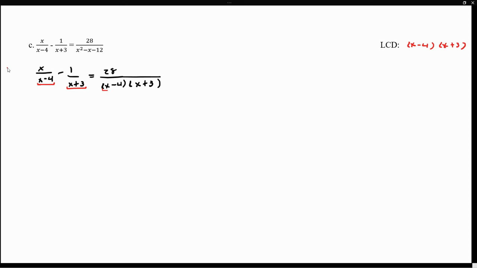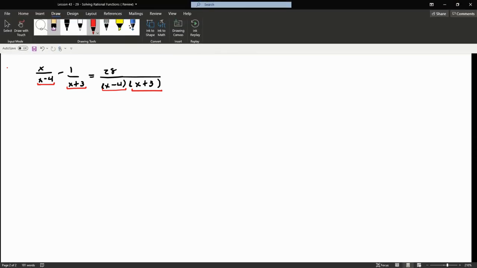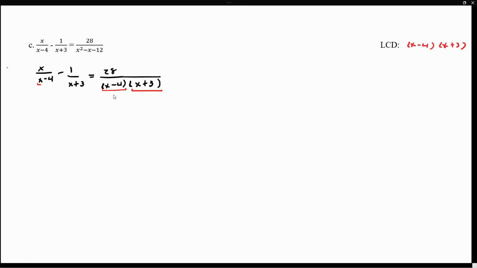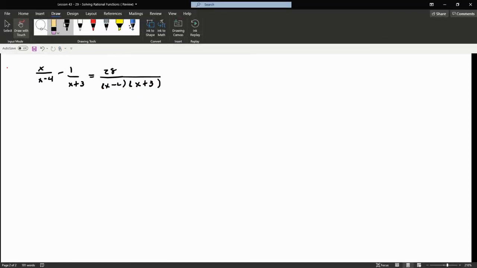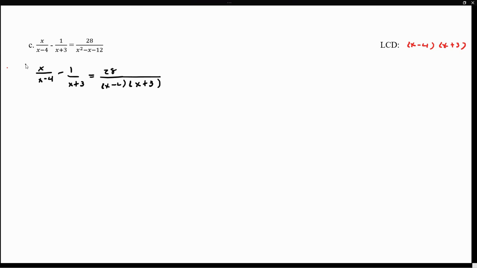I have the expression x minus 4, but we already wrote it here, so there is no need for us to repeat it. And I also have the expression x plus 3, the same idea. There's no need to repeat it since I already have it here. So therefore, this is my LCD. So now that I have properly defined what the LCD is for this equation, let me move on to the next step, where again, the next step is to make sure that all denominators have the same expression, aka the LCD. So let's take a look.